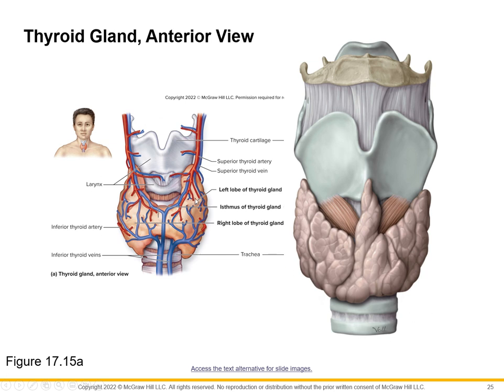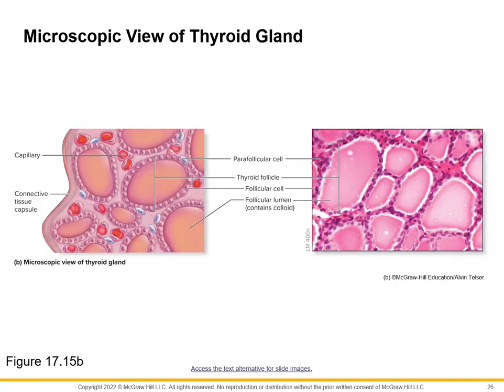So you see the same thing over here, just labeled a little bit more. So here we can see our larynx with our thyroid cartilage, or our laryngeal prominence, right? We see our thyroid below. We see the isthmus along with the left and right lobes of the thyroid, and then we see our trachea down below, right?